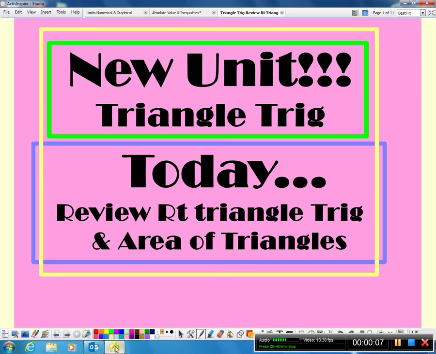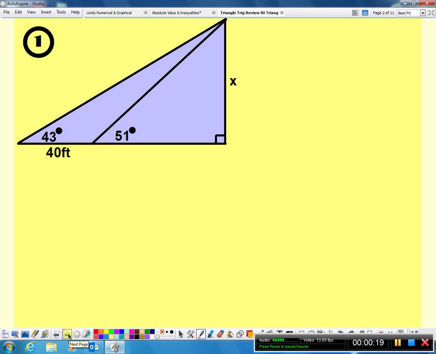We're starting a new unit on Triangle Trig. We're going to spend a lot of time exploring how to work with triangles that are obtuse or acute. Before we do, however, let's review what you already know about right triangles, and then let's continue to use these ideas throughout the rest of the chapter.